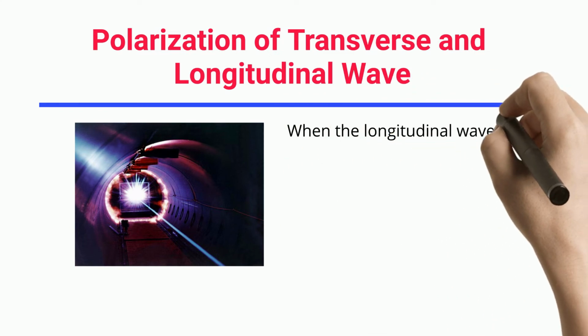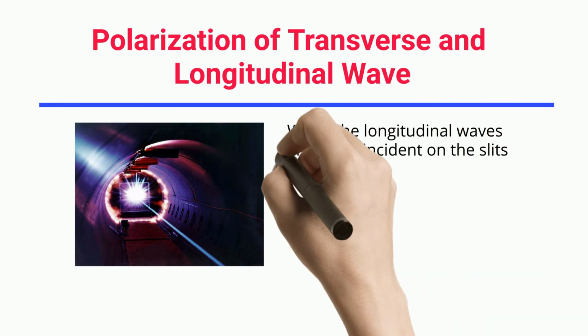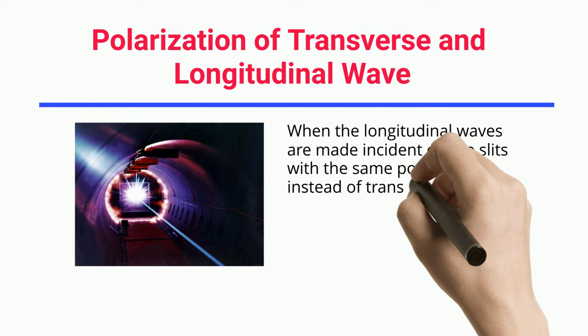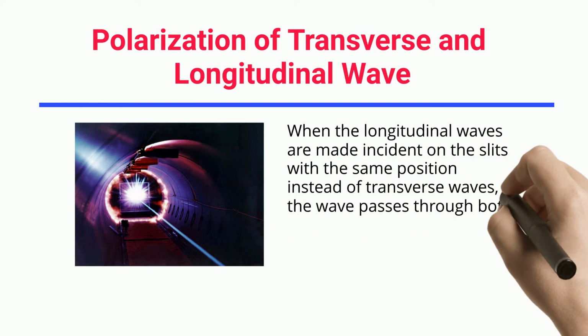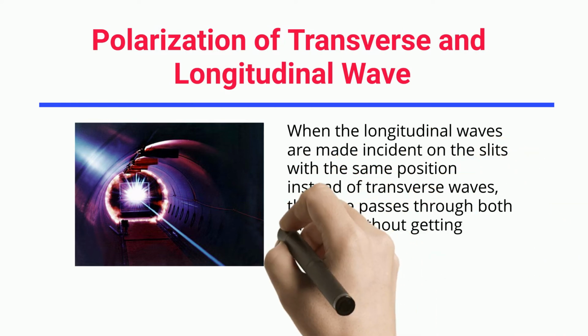When longitudinal waves are made incident on the slits with the same position instead of transverse waves, the wave passes through both the slits without getting polarized.